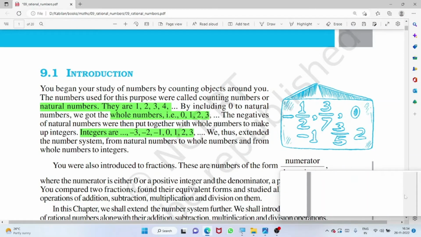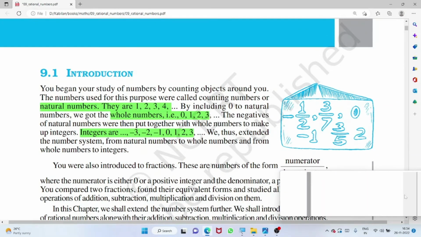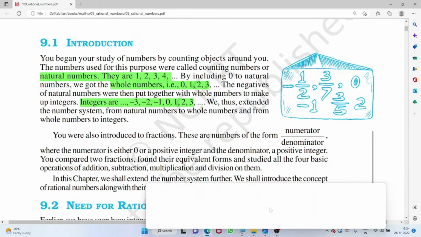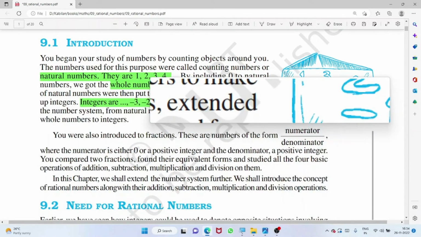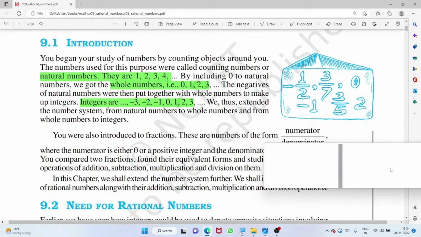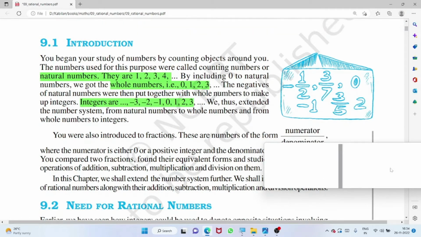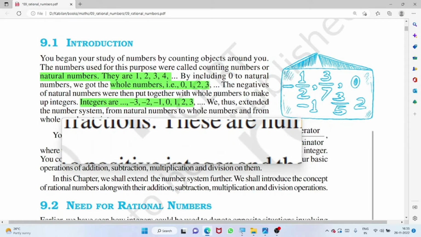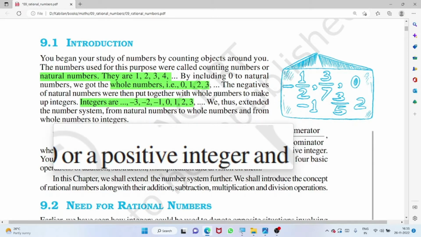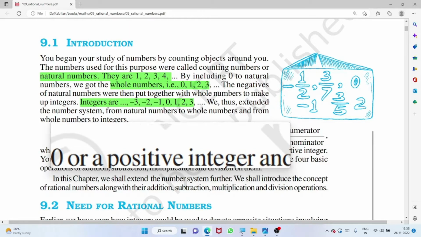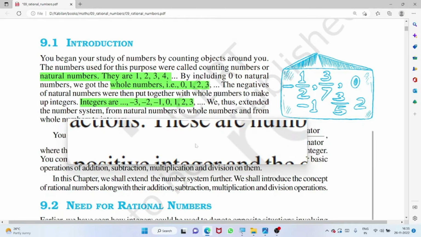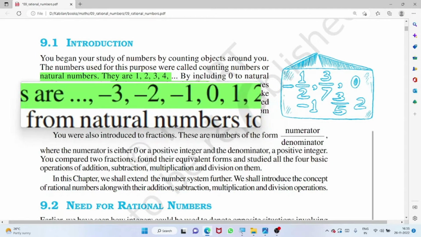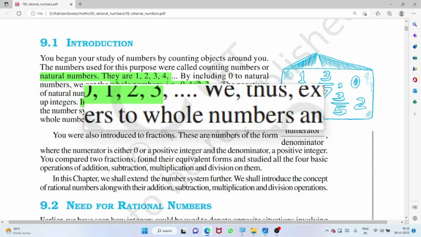Okay, here we will see the rational numbers. See, the natural numbers are 1, 2, 3, 4, that is without 0. Whole numbers include 0 plus natural numbers, that is 0, 1, 2, 3. Whole numbers have 0, but natural numbers there is no 0. Integers have both whole numbers and natural numbers. Okay, minus 3, minus 2, minus 1. This also includes 0.